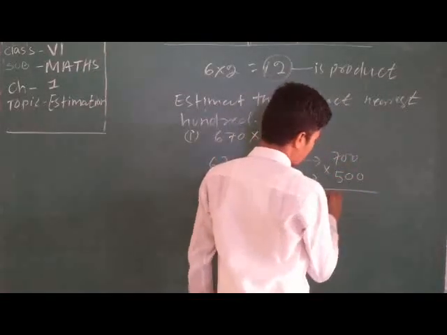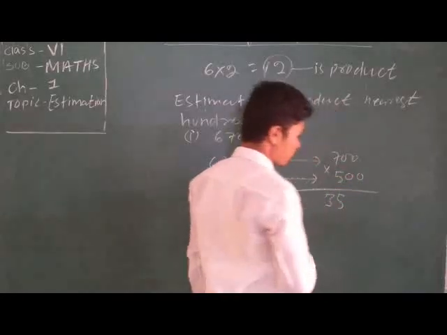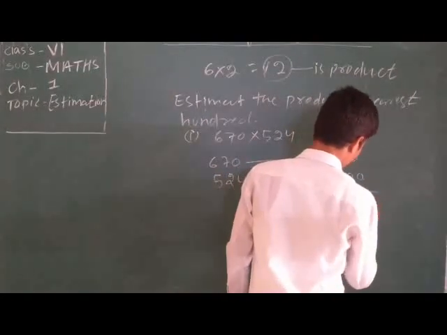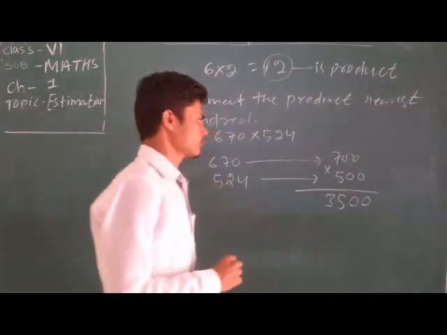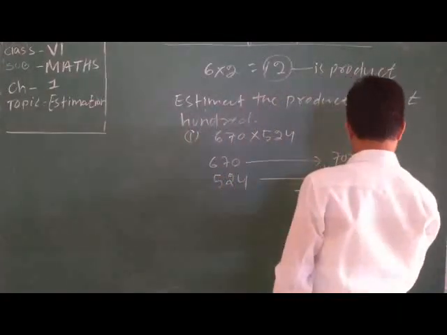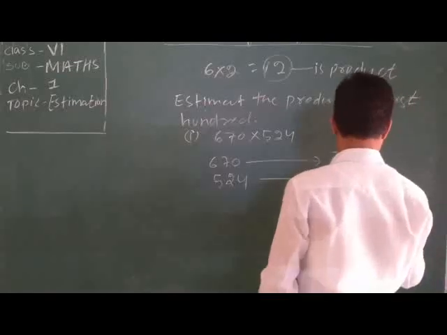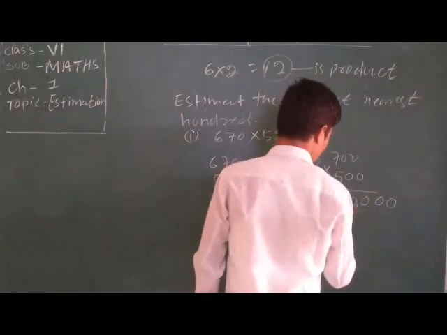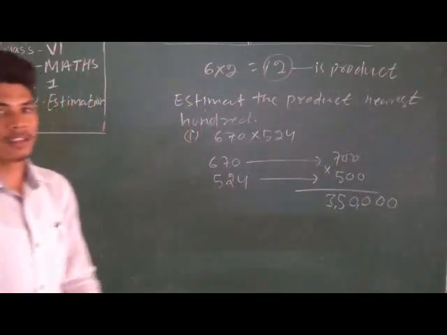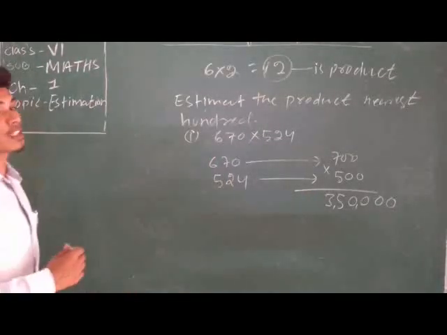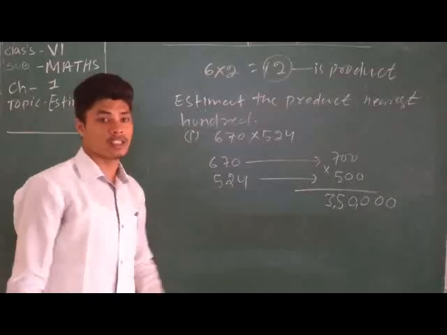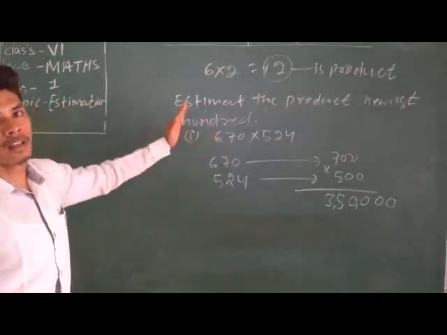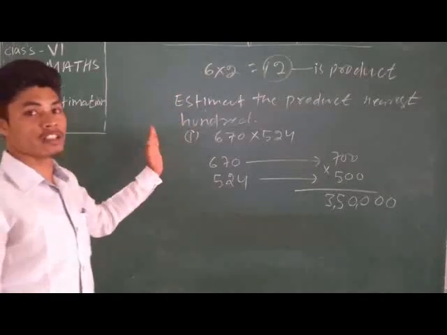Then 7 times 5 is 35. Then how many zeros are there? Four zeros. So the answer is 350,000. Clear? That is how you estimate products. You can also use this process to estimate to the nearest 10, nearest 10,000, nearest 1 lakh, anything. Clear about the estimated product?